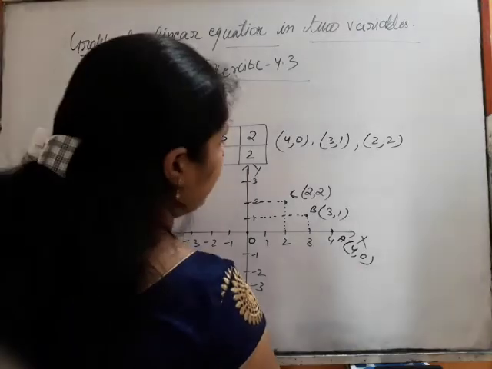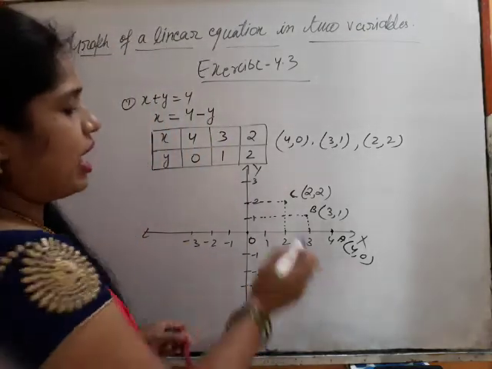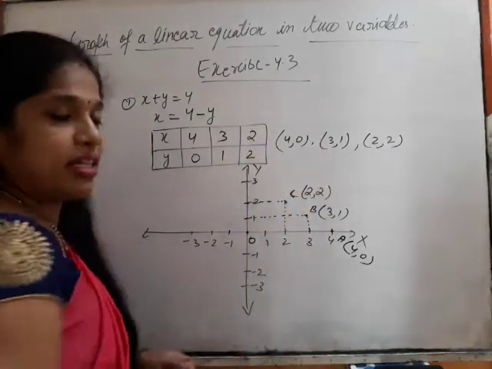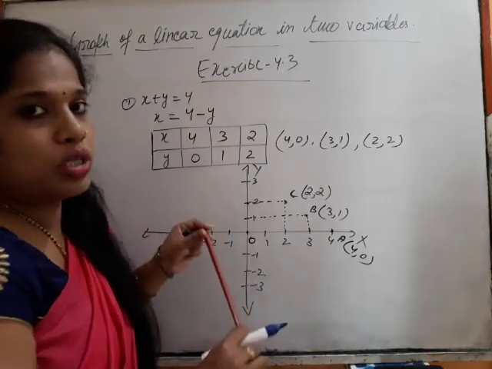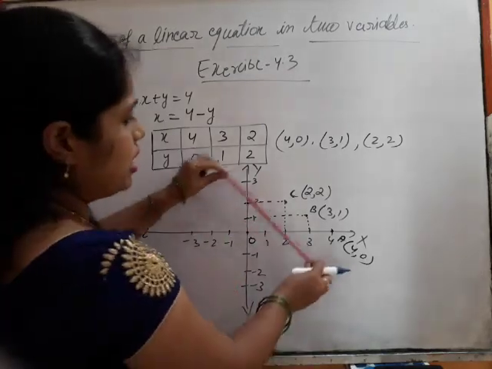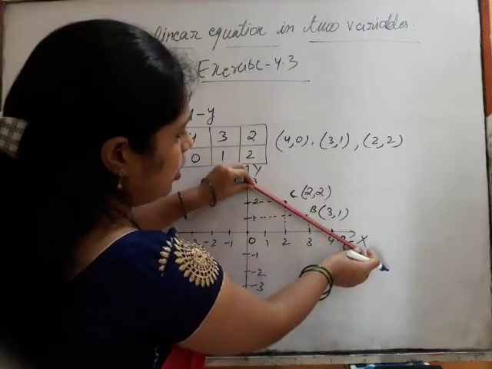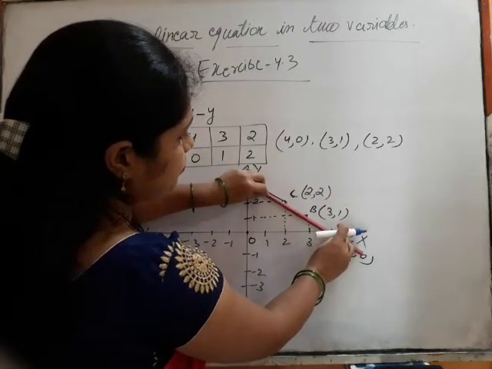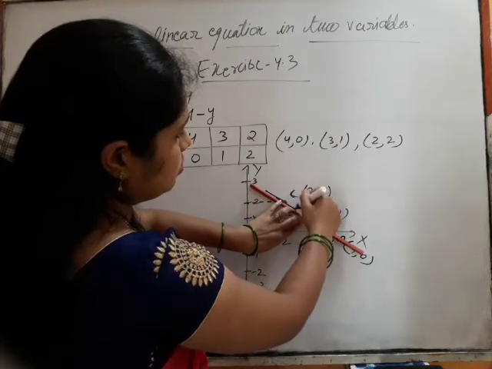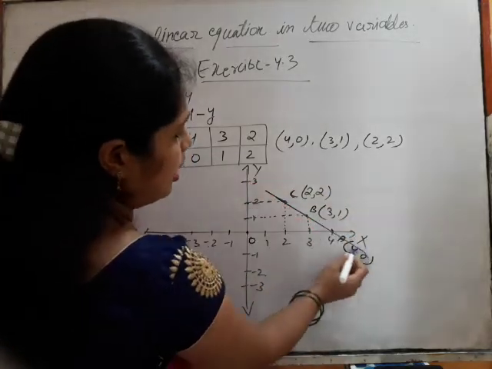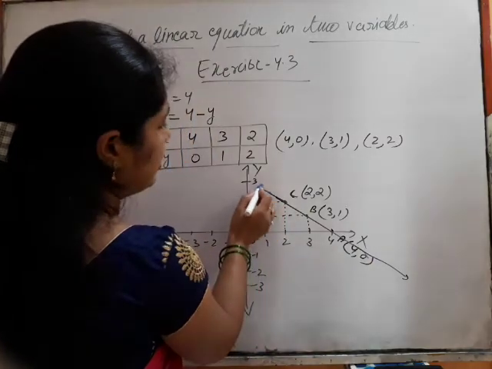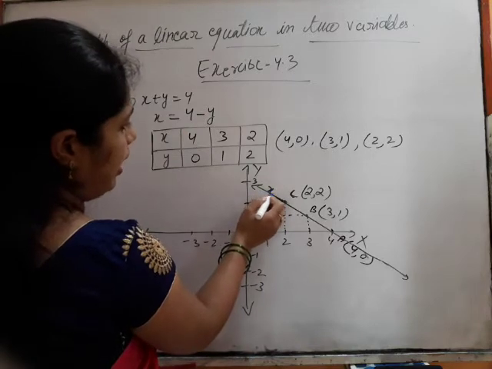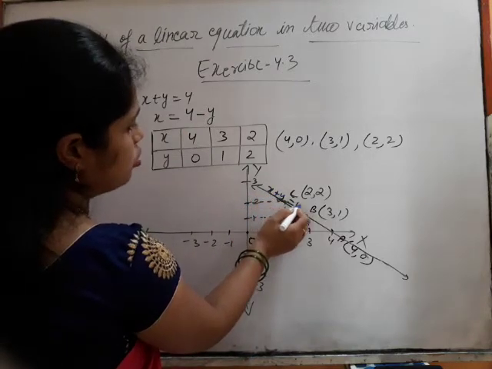Now the next step is to join these 3 points, or more points if you have got them in the table. We have to join all those points to get a line. Place a scale over here and join all the points like this. So what is this line actually? This line is this equation only, x plus y is equal to 4.